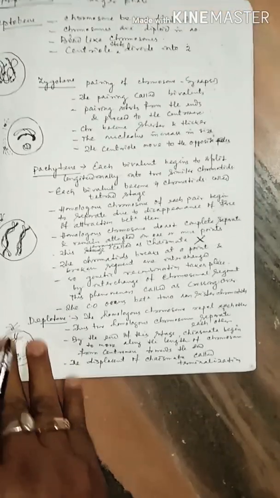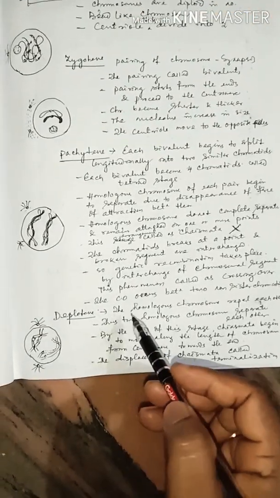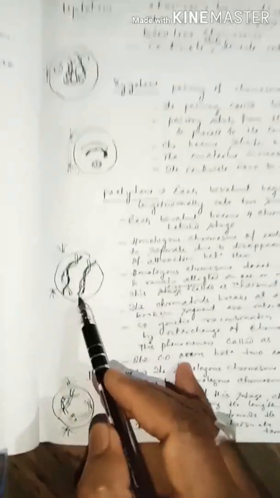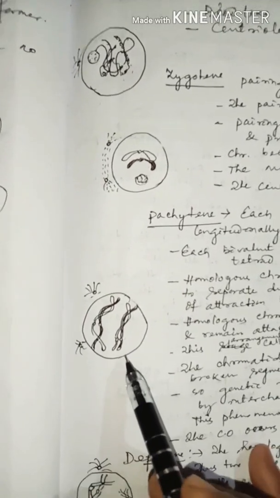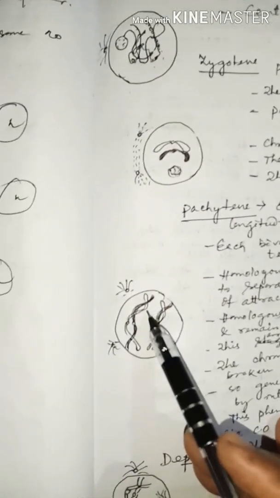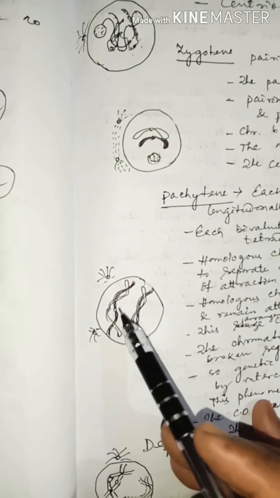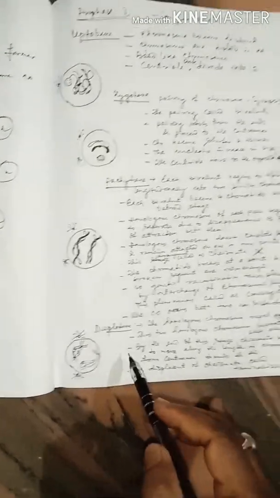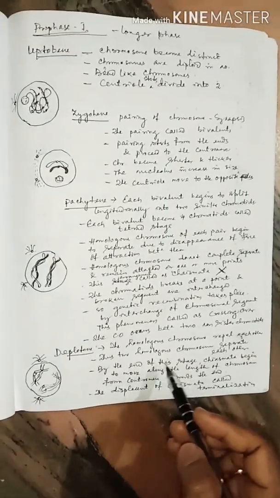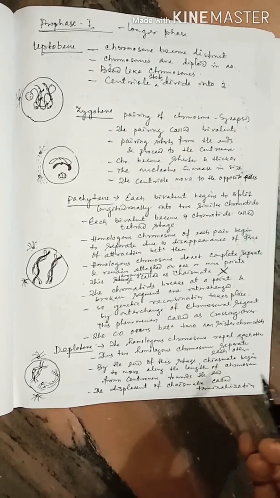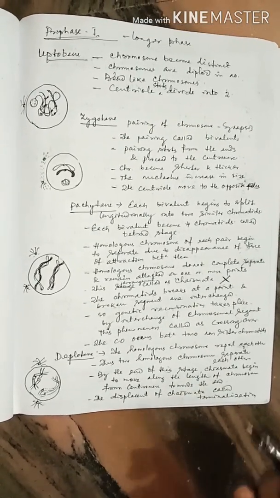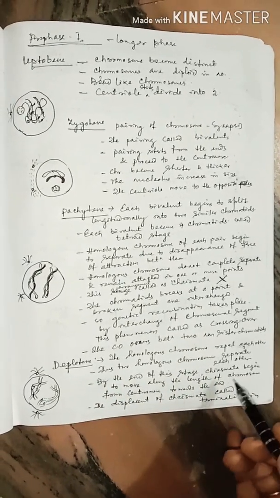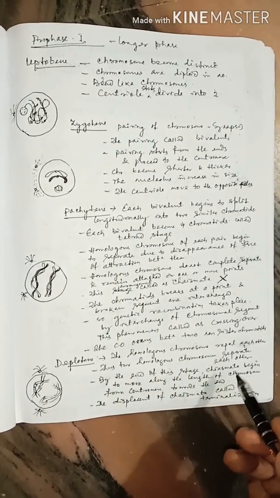And the next stage is diplotene. Here in diplotene, the crossing over takes place and the interchange occurs between two non-sister chromatids. So genetic recombination takes place there. Diplotene is characterized by the homologous chromosomes repelling each other. Due to less force of attraction between them, they repel from each other. Thus, two homologous chromosomes separate from each other.